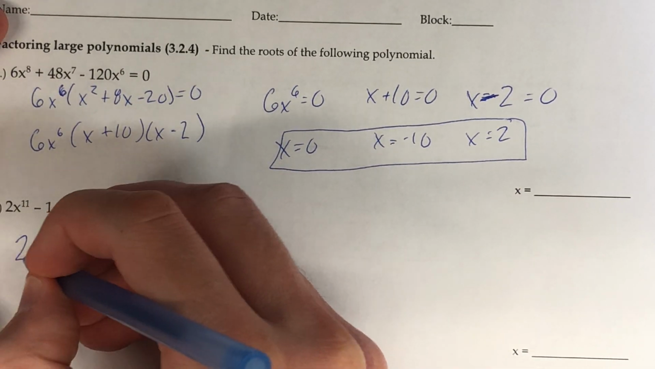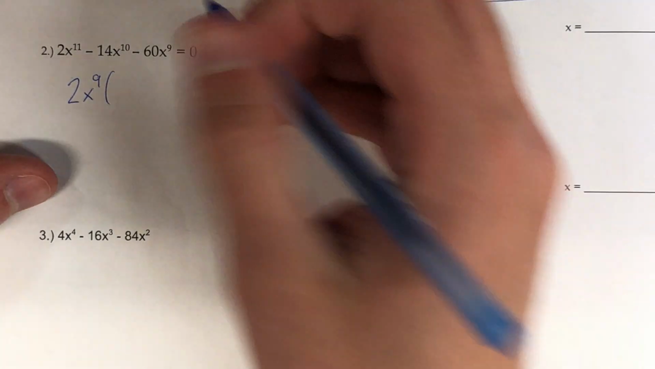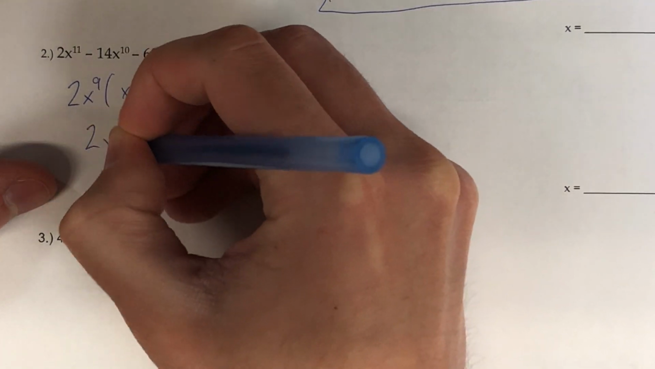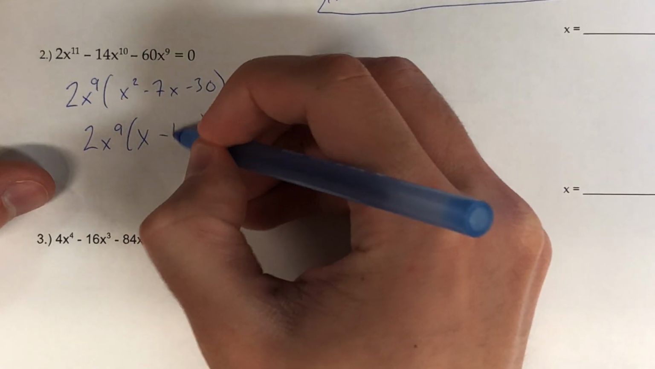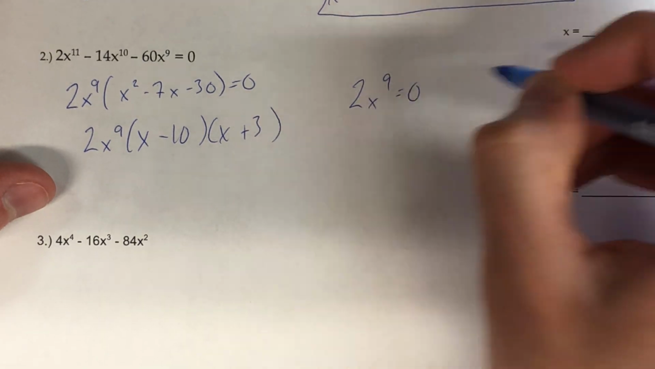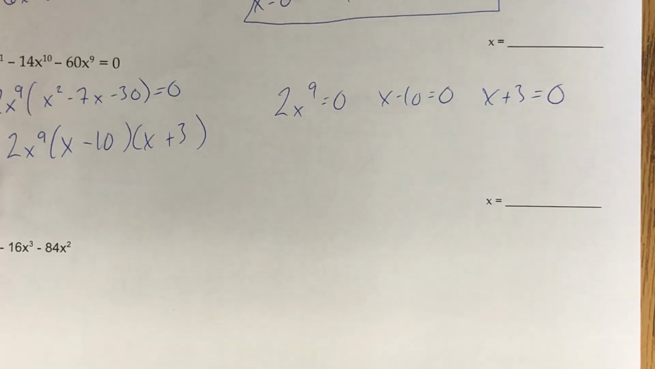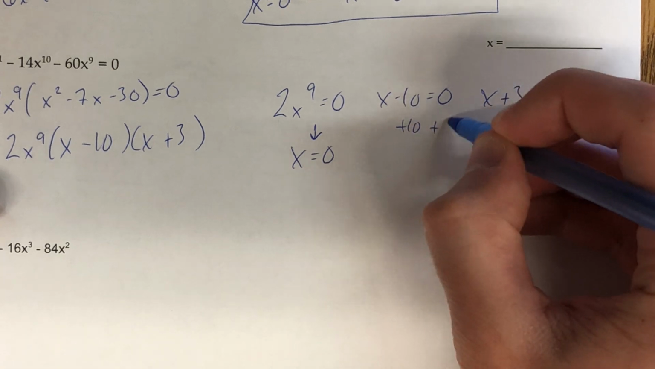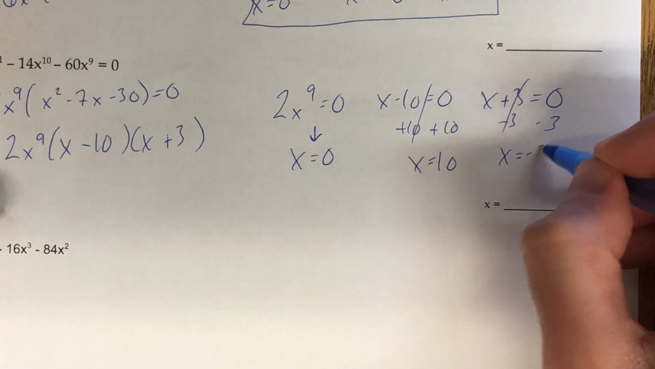For the second, 2x to the 9th is my GCF, which leaves me with x squared minus 7x minus 30. We need to then factor that quadratic into what multiplies to -30 and adds to -7, which would be -10 and 3. Set each of those factors equal to 0 and solve for x, which gives you x equals 0 there. Add 10 to both sides here to get x equals 10. Subtract 3 from both sides there to get x equals -3.